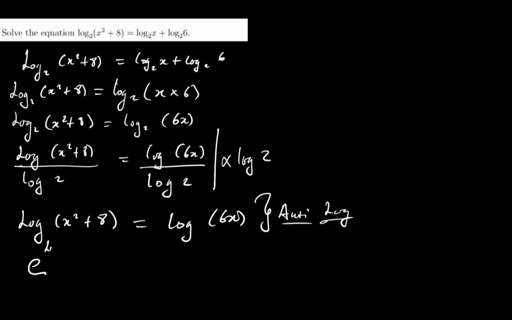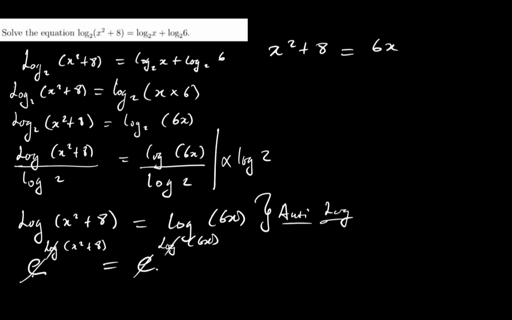So this will be e to the log of x squared plus 8 is equal to the anti-log of the other side, e to the log of 6x. Remember, it's like you're having the same base, then the powers are there. But the funny thing with anti-logging is that e cancels out with the log value, and this also cancels out with that log value. All you end up having are the powers that you have to drop. So you have x squared plus 8 is equal to 6x.